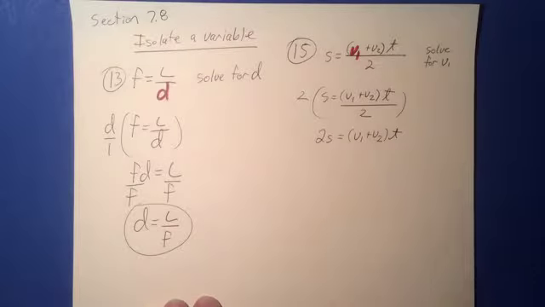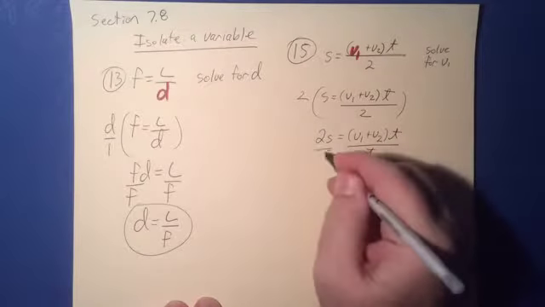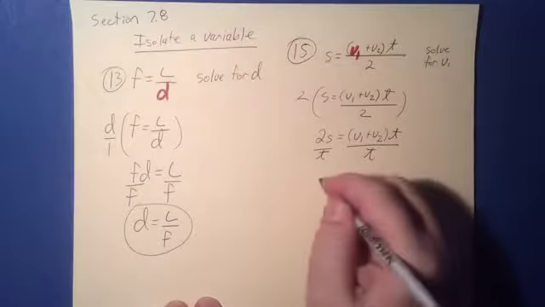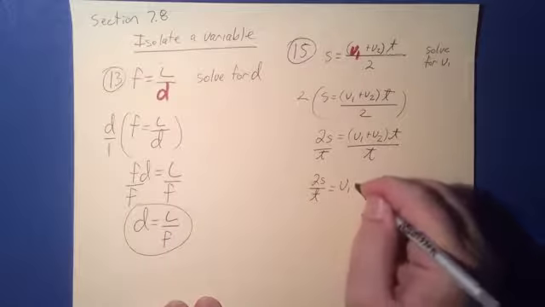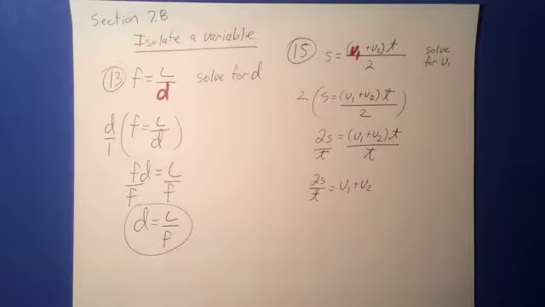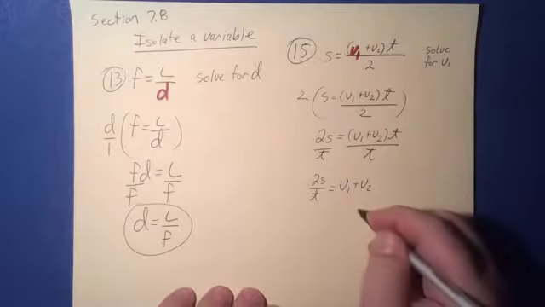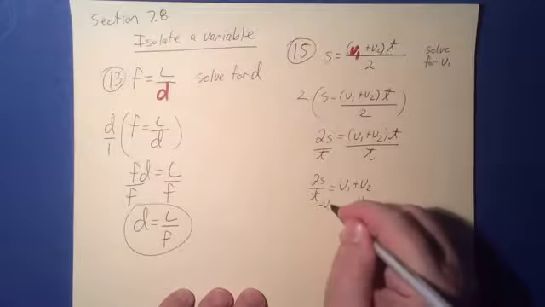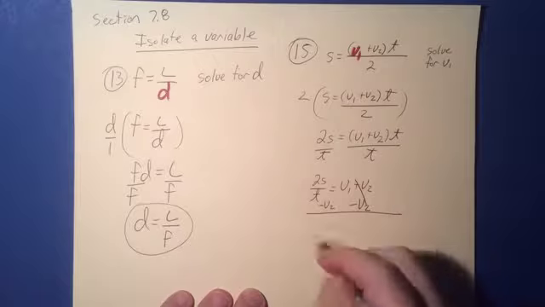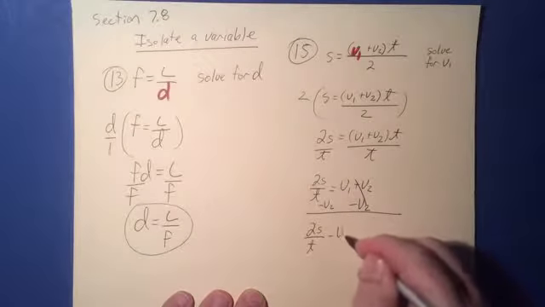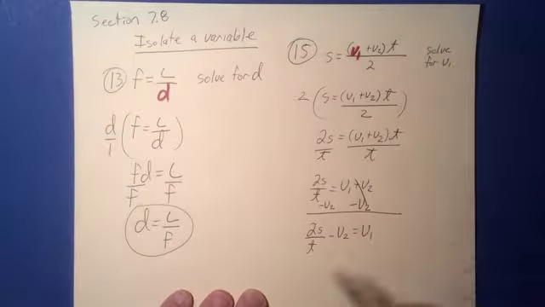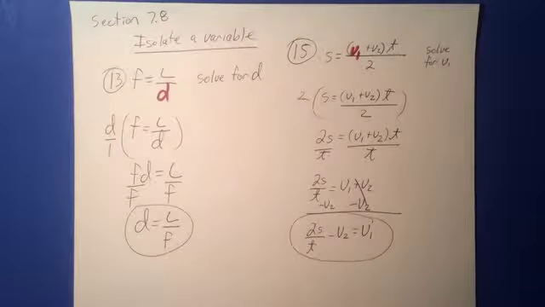Next, I have this t on the outside here. I'm going to divide everything by t. That's going to give me 2s over t is equal to v sub 1 plus v sub 2. Now that I don't have a t on the outside anymore, I do need to carry through the parentheses. If I want to get v1 by itself, all I need to do is subtract v sub 2 from both sides. That's going to give me 2s divided by t minus v sub 2 equals v sub 1. And now I have the equation solved.